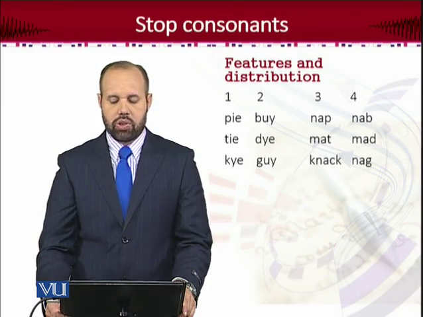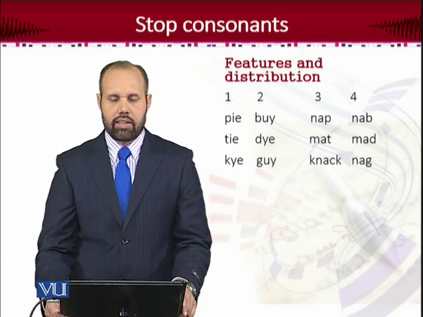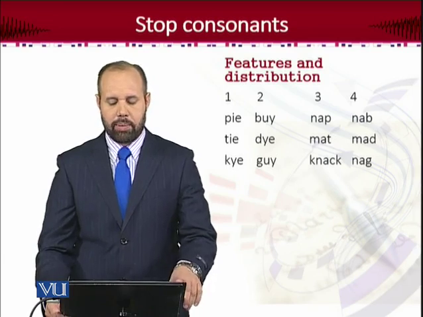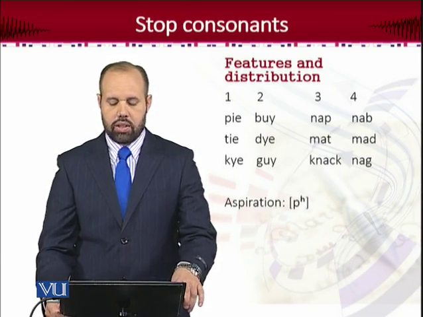In the third column, if you just see, nap, mat, nak, the ending sounds are the stops p, t, and k. In the last column, nab, mad, and nag, the ending sounds are voiced stops. You see? These columns give a very interesting analysis, and we can further explain the features of these stops.